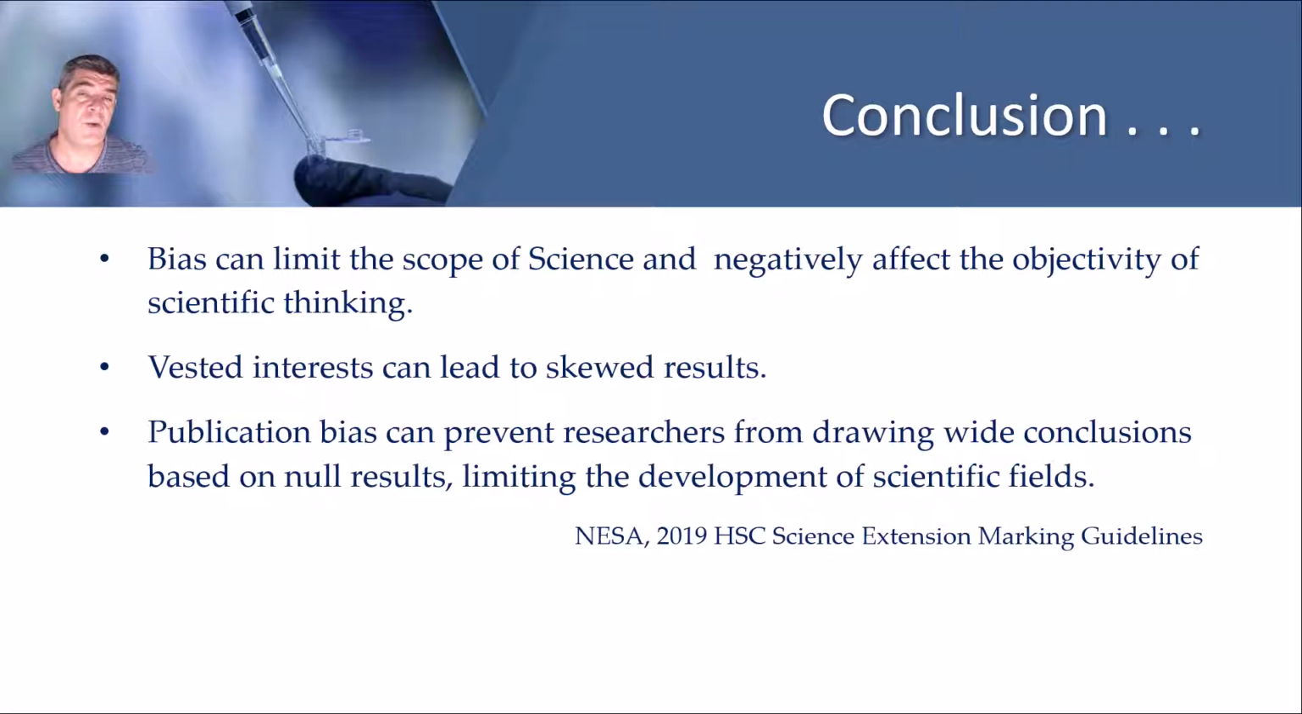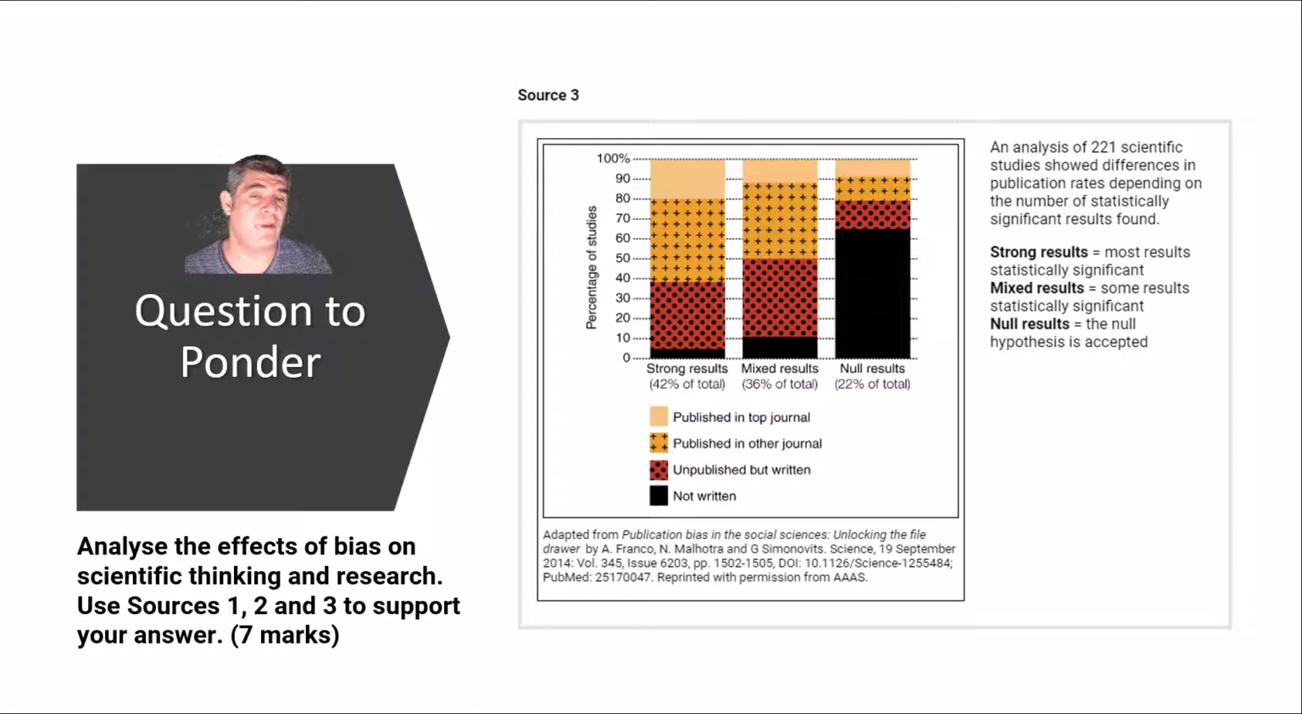This came from a great question in the 2019 paper, and I think it's a very good one to have a look at. This is one of the sources. There are 3 in total. The question was about analysing the effects of bias on scientific thinking and research. I think it's a great question, and actually, I've given it to you as homework for this week. Good luck.